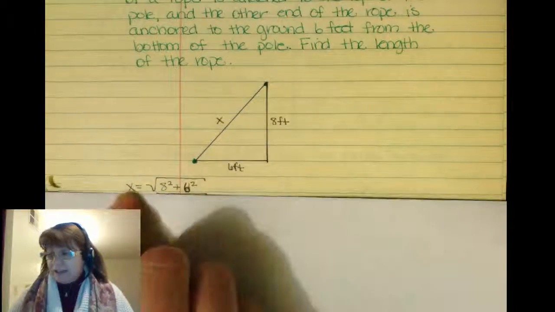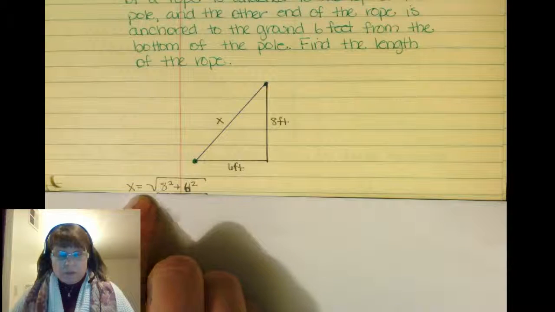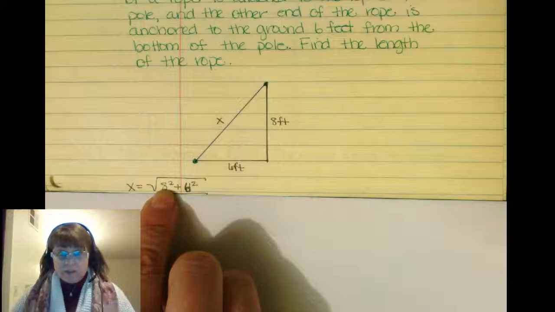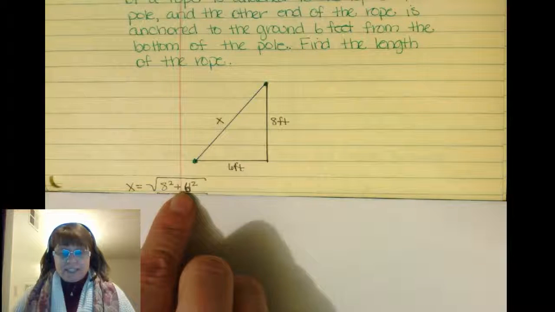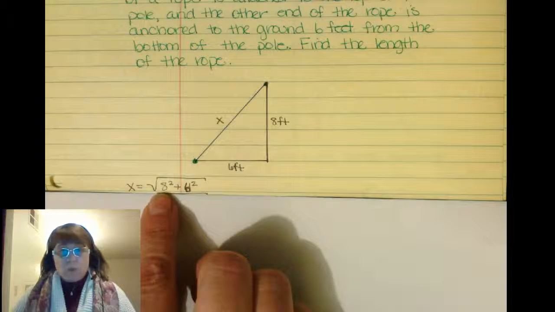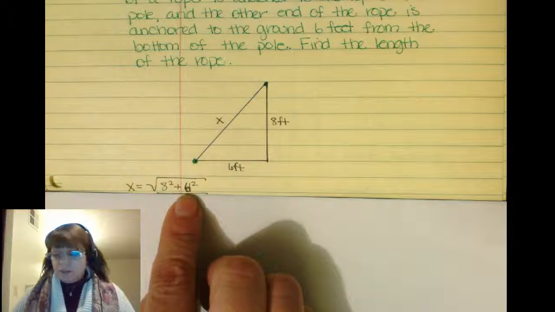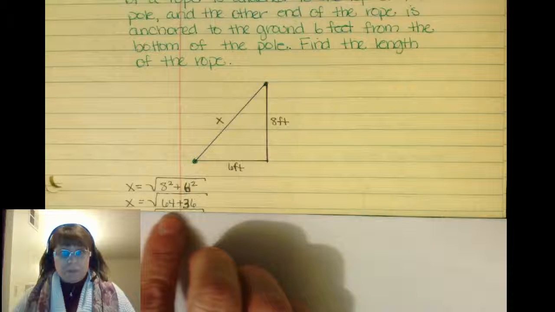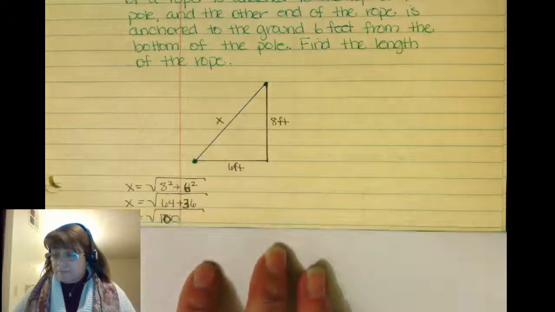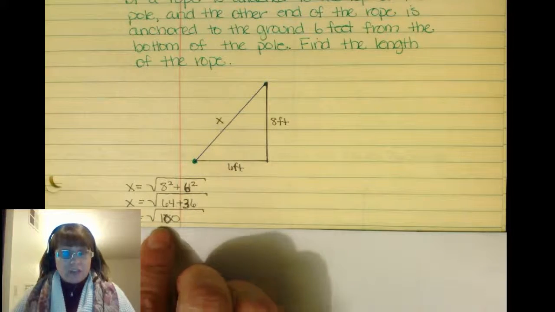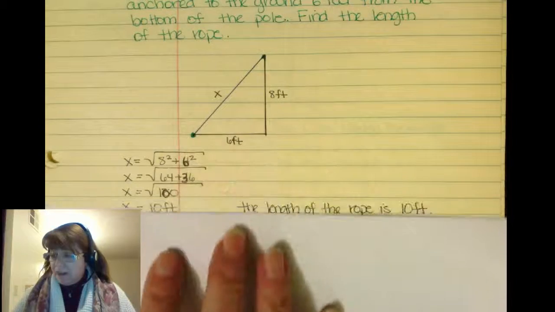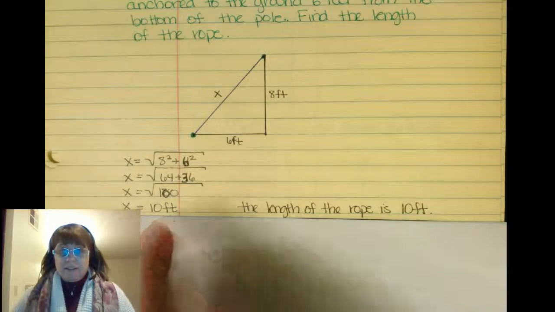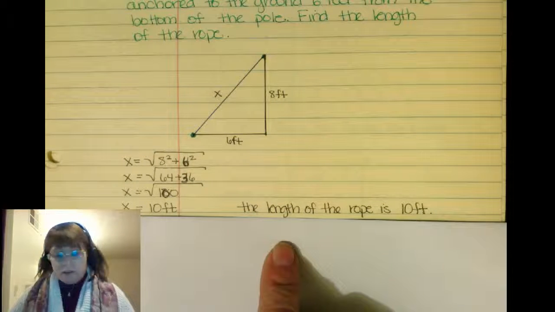So let's have x equal the square root of 8 squared, that would be our a squared, plus b squared, which is 6 squared. 8 squared is 64, 6 squared is 36. So x equals the square root of 64 plus 36. x equals the square root of 100. And therefore, our rope must be 10 feet in length. So the length is 10 feet long.